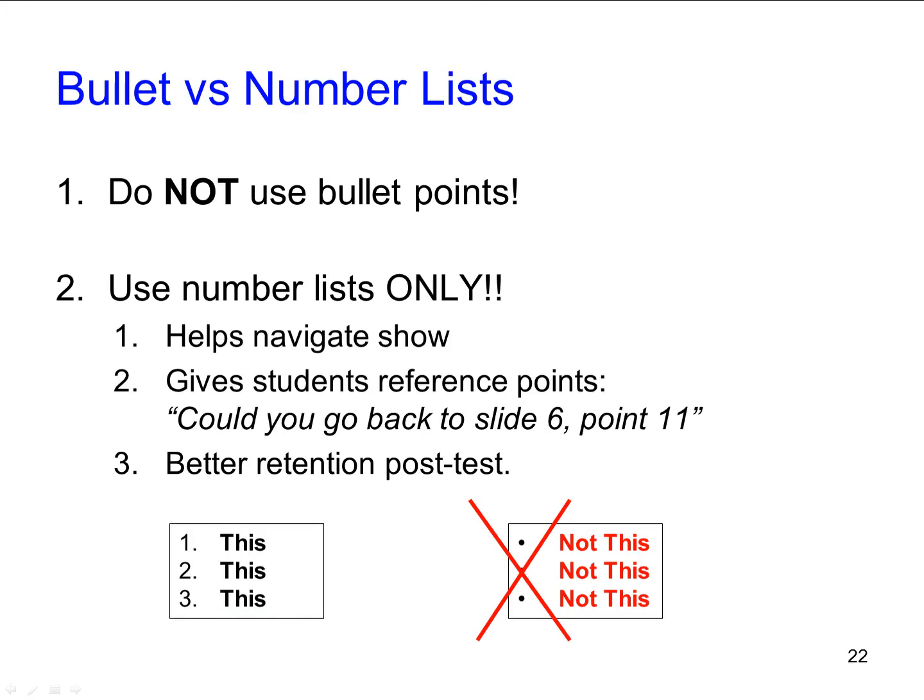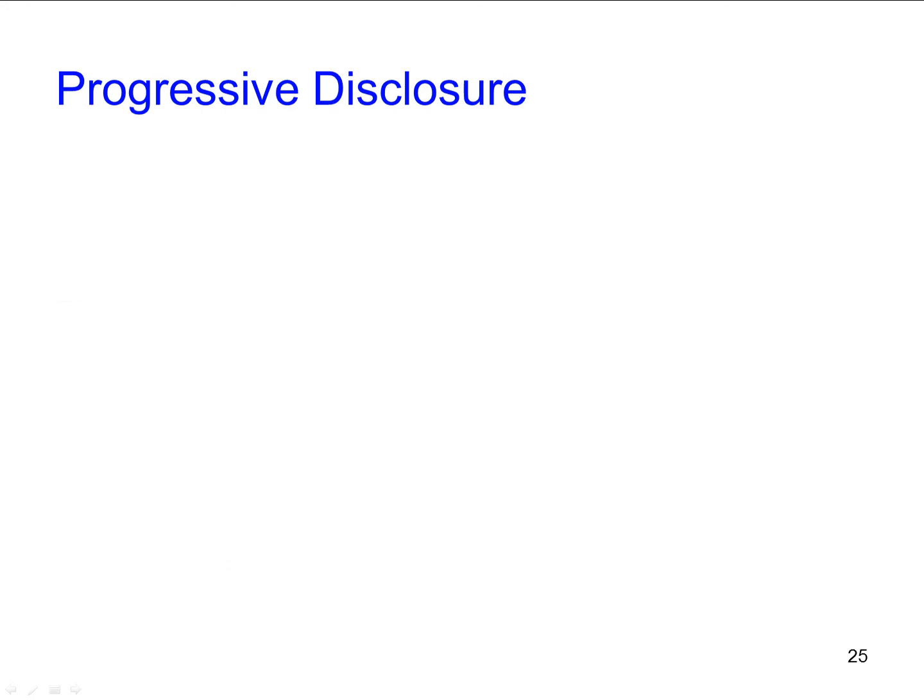The next set of recommendations concern bullet lists versus number lists. The general recommendation is to not use bullet lists, even though they are the default in most Slideware applications. Number lists allow your audience to refer to talking points by number rather than, "Hey, could you go back a few slides to that statement you made about X somewhere in the middle?" Number points serve as a navigational aid, which enhances discussion, and students retain more as the result.